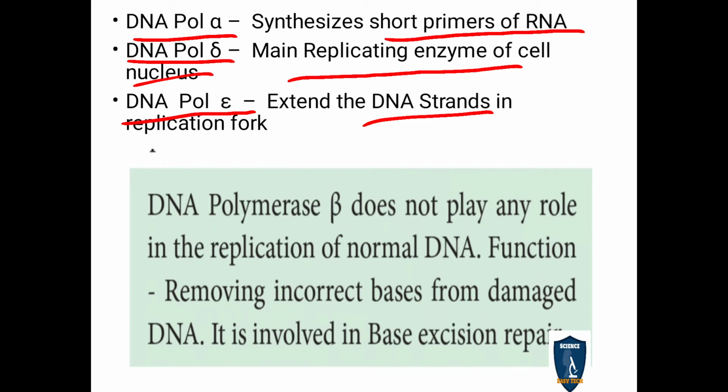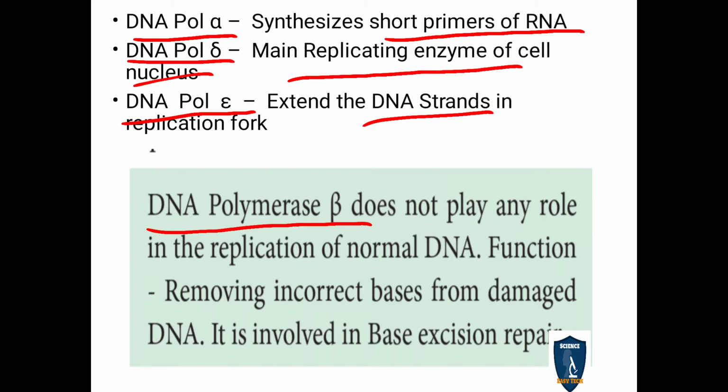As we saw yesterday in repair, the repair is done by DNA polymerase beta. They may ask this in 1 mark. So DNA polymerase alpha synthesizes the RNA primer. Polymerase delta is the main replicating enzyme of the DNA nucleus. And polymerase epsilon extends the replication fork of DNA.